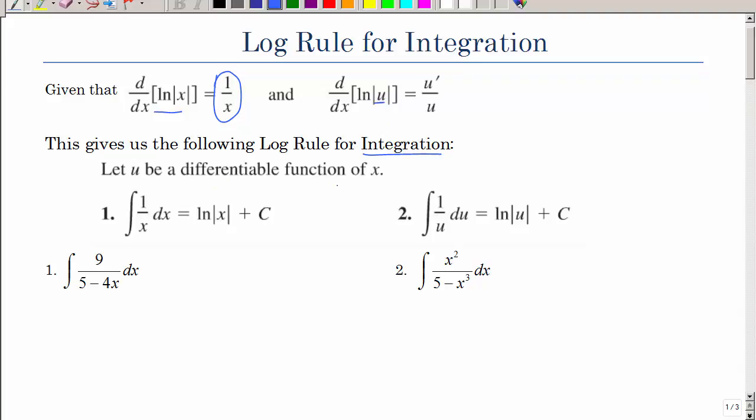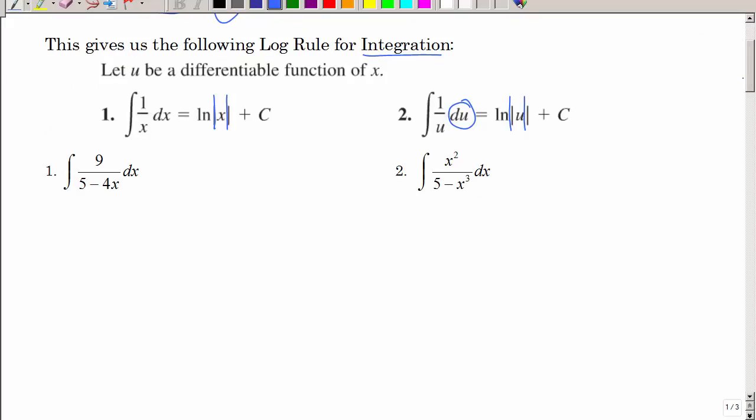If we have a differentiable function of x, then the integral of 1 over x dx is the natural log of the absolute value of x. And again, in general, the integral of 1 over u du is the natural log of the absolute value of u. So the tricky part is, usually you have to make sure, of course, you have that du.